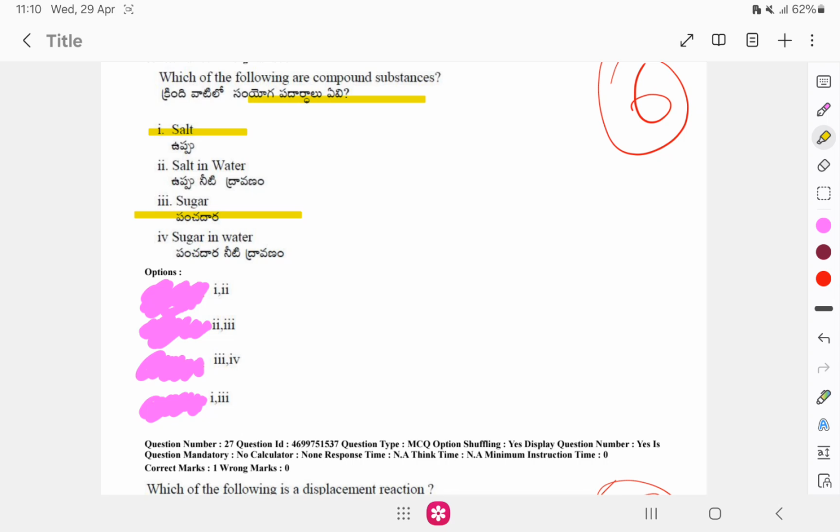Friends, what is the meaning of compound substances? Why are second and fourth wrong? Because compound substances means two substances. From two substances, the third substance is formed. When we add up two substances, from that another, new substance is formed. So this is called compound substances.